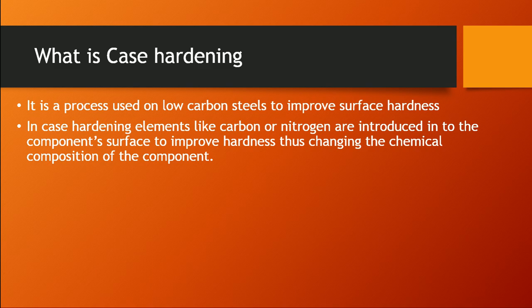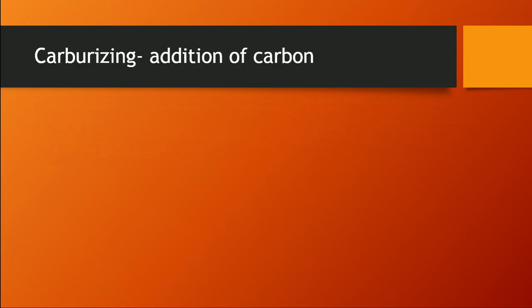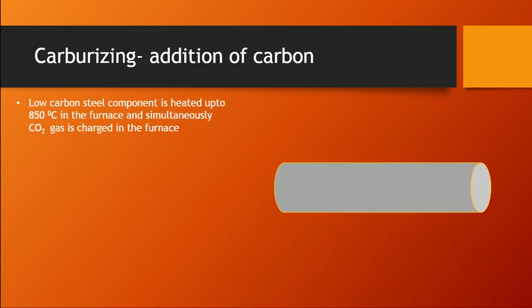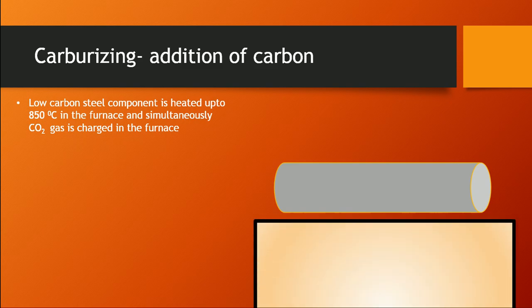Okay, so let's see the first type of case hardening, that is called carburizing. Carburizing is nothing but addition of carbon atoms onto the low carbon steel component. So how do I do this? First of all, I will take the low carbon steel component and heat it up to 850 degrees centigrade in a furnace.